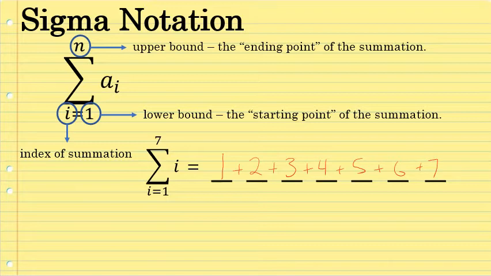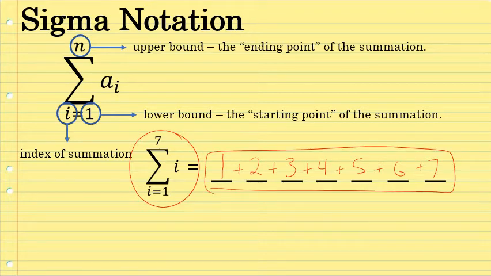What I have listed here is a sum from 1 to 7, 1 plus 2 plus 3 plus 4 plus 5 plus 6 plus 7. Sigma notation allows you to represent this sum in a concise, simpler form. It represents and means the same thing as 1 plus 2 plus 3 plus 4 plus 5 plus 6 plus 7.